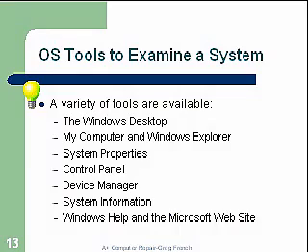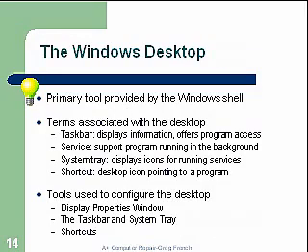Primary tool provided by the Windows shell. Terms associated with the desktop. Taskbar displays information and offers program access. Services support programs running in the background. System tray displays the icons for running services. Shortcut, a desktop icon pointing to a program.